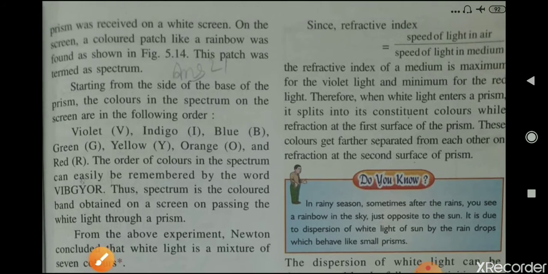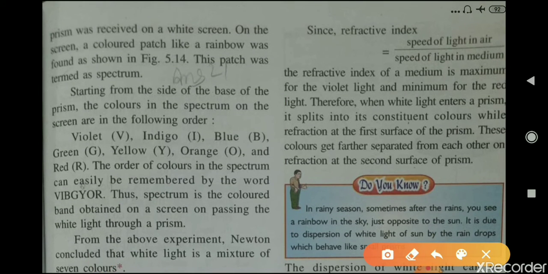You can see here the formula that refractive index is equal to speed of light in air divided by speed of light in medium. Therefore, when white light enters a prism, it splits into its constituent colors while refracting at the first surface of the prism. These colors get further separated from each other on refraction at the second surface of the prism.